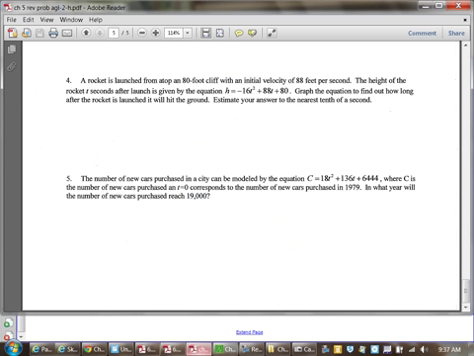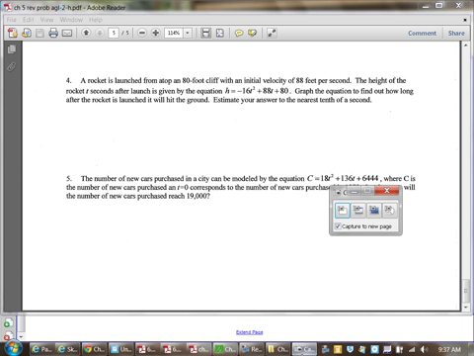And then the number 5. Same idea with 5.